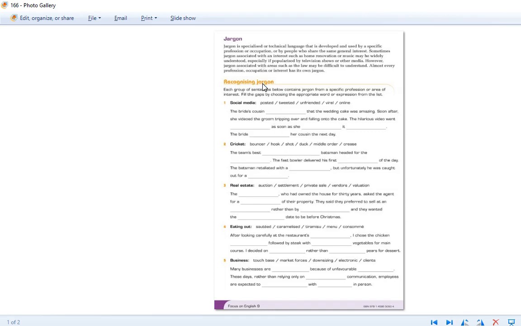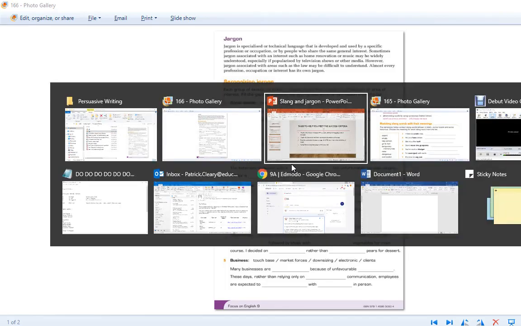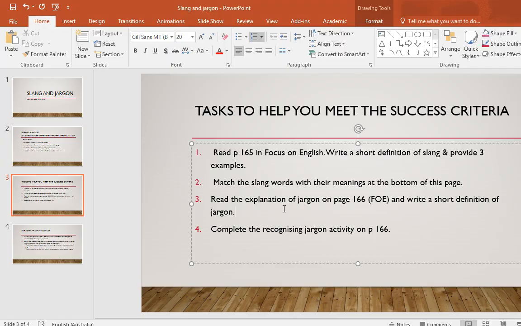And then you've got a recognizing jargon activity here. Again, it gives you options on what word to use as you fill it in. So hopefully that makes things a little bit more straightforward for you. So complete the recognizing jargon activity on page 166.